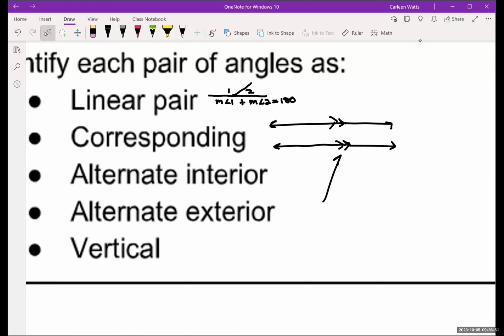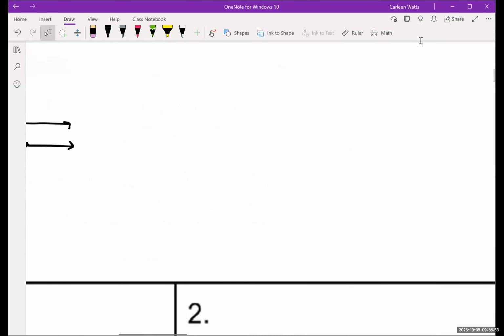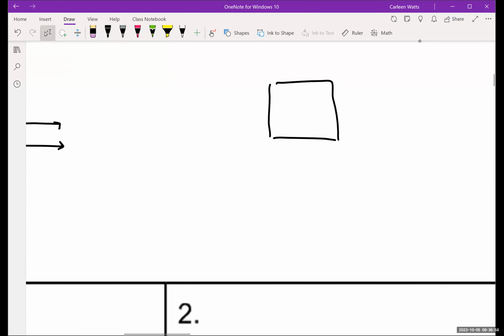Now, let's talk about the vocabulary word corresponding. Here's the classroom of an in-person teacher. Here's desk number 23. In period 1, someone sits in desk number 23. In period 2, a different person sits in desk 23. They are in the same spot at different times. So they are corresponding.